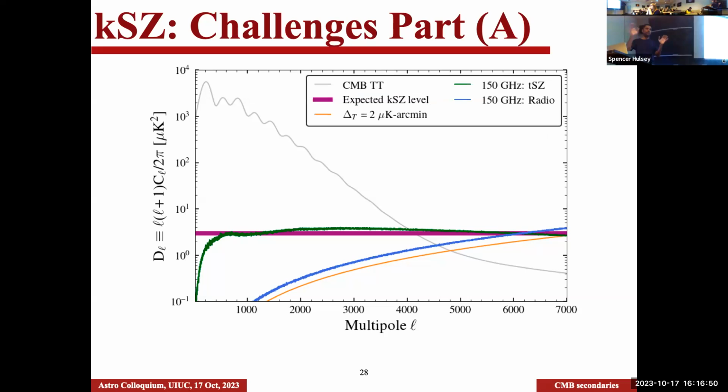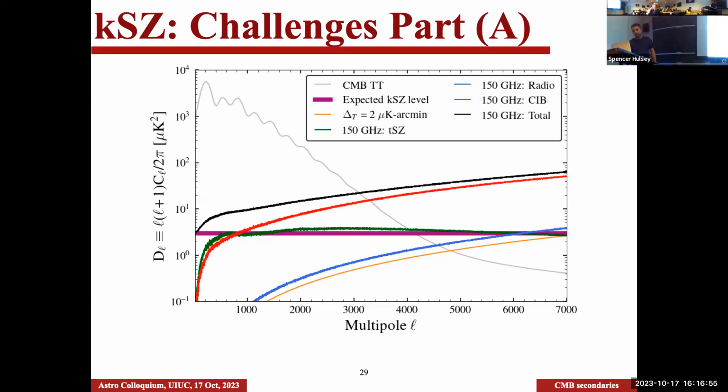So these are just quasars. So that's doing that. And then finally, if we add signal from dusty star-forming galaxies, basically there's no way we can measure kSZ very well.